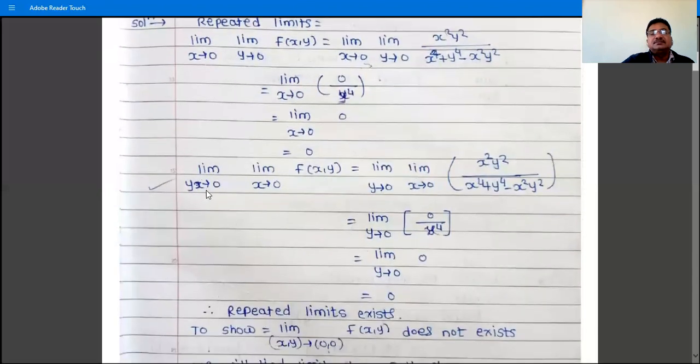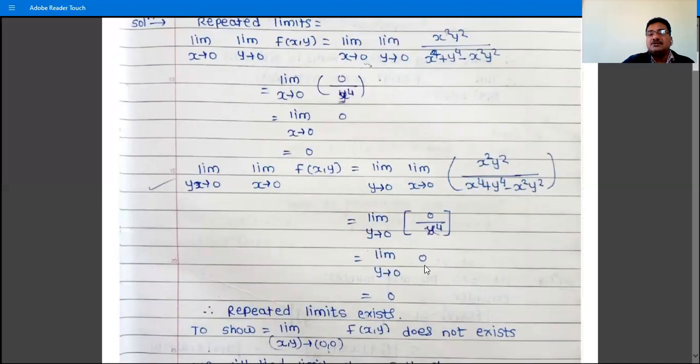Then the limit as y tends to 0 of the limit as x tends to 0 of f(x,y) is the other repeated limit. So first write the value of f(x,y) as this, and then we first find the limit as x tends to 0. So substitute x equals 0. We get the answer 0 by y raised to 4. Here write y raised to 4, not x raised to 4, because x is 0 means this is 0, this is 0.